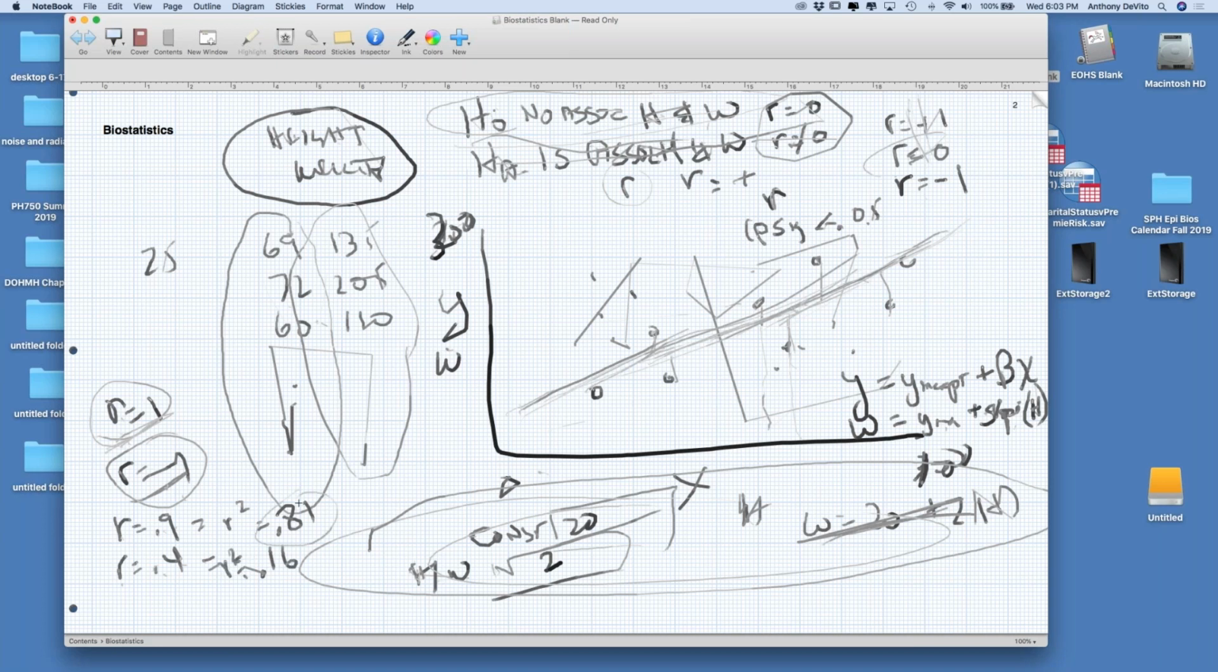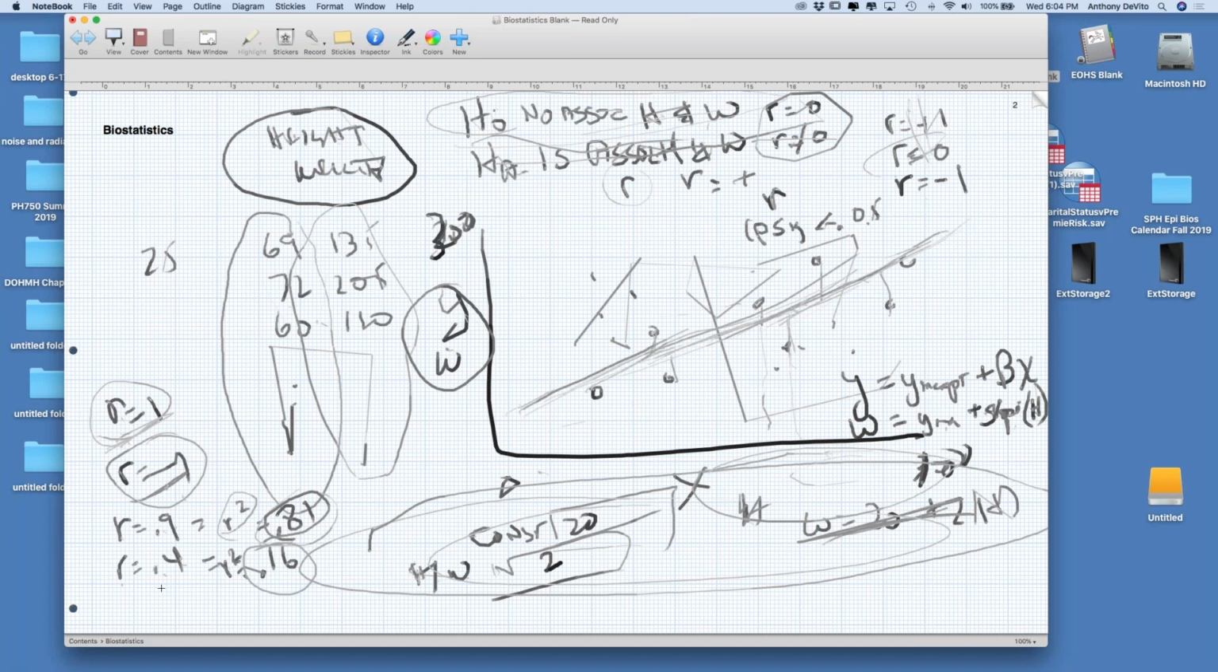R squared is called the coefficient of determination. What that means is that we can use R squared to predict that 81% of the variability in the y-axis or the dependent variable is predicted by the value of the x-axis. In other words, 81% of the value of a person's weight is predicted by their height. Other things influence it also, but that's in this case.